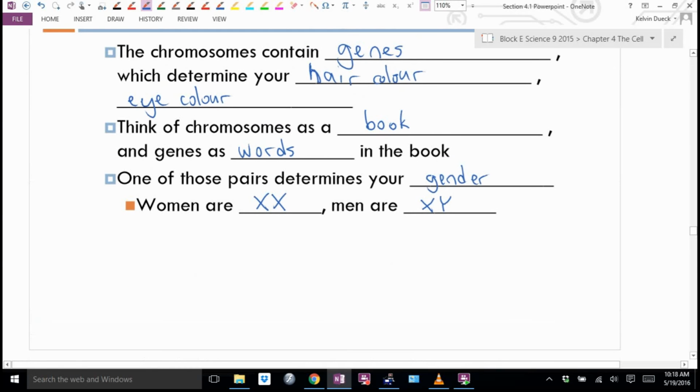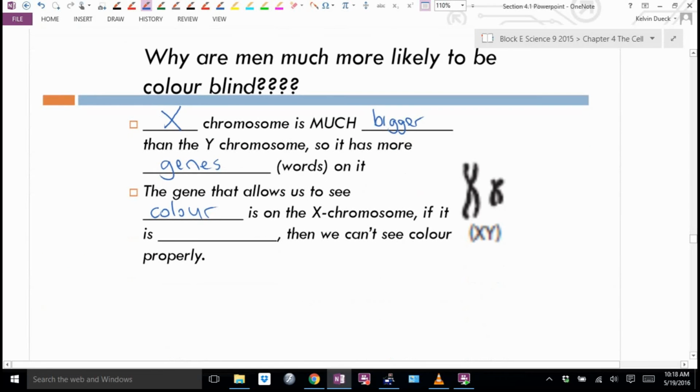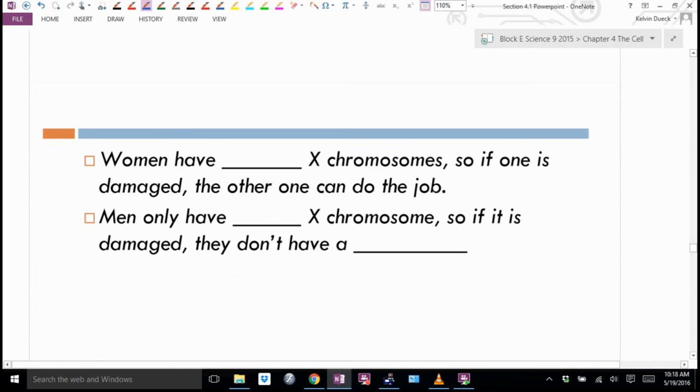How many X chromosomes do girls have? 2. How many do guys have? Guys have no backup. If that gene is damaged, you're out of luck. Girls, some of you might be colorblind in one gene, but your other gene just picked up the slack fine. Okay? So if it's damaged, then you can't see color properly. Women have 2. So if one is damaged, the other can do the job.